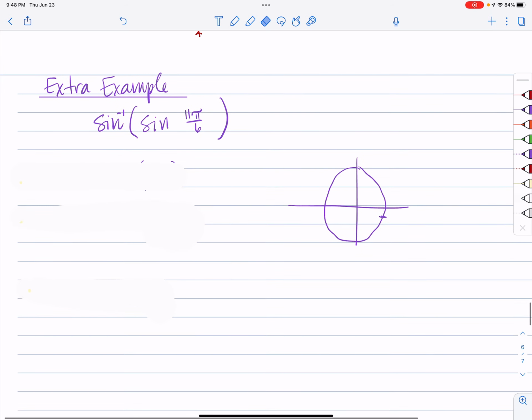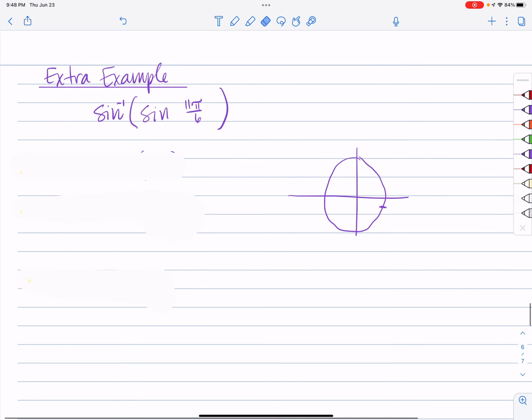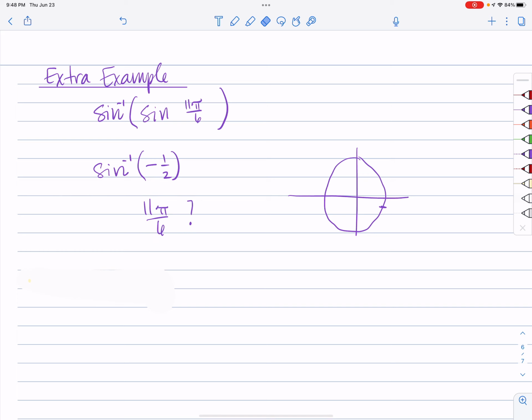And I created just an extra example here. So if you'd like to pause the video so that you can write it down, that would be fine, or just follow along. And this is the same concept, only with a sine example. So first thing is, what is the sine of 11 pi over 6? Well, the sine of 11 pi over 6 is -1/2. So then what is sine inverse of -1/2? Well, is it 11 pi over 6? And we find that no, it is not.